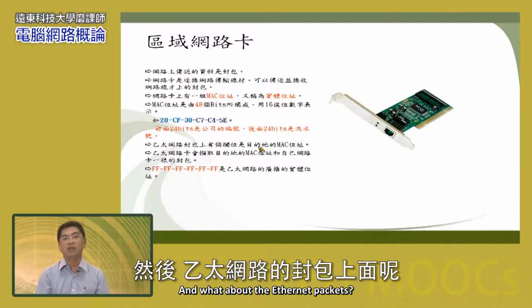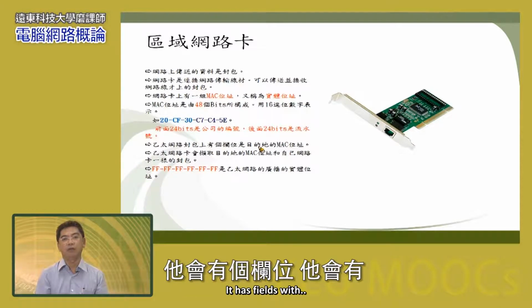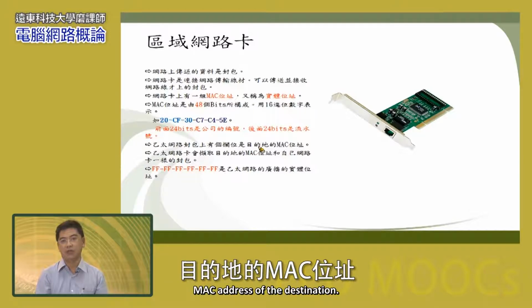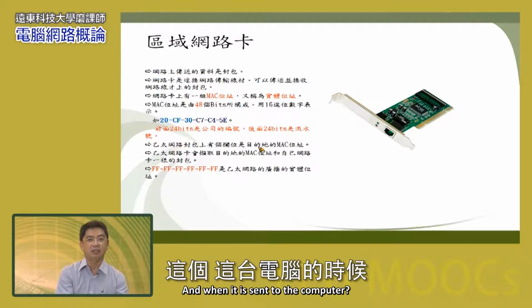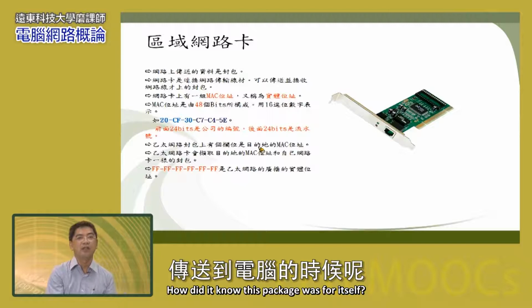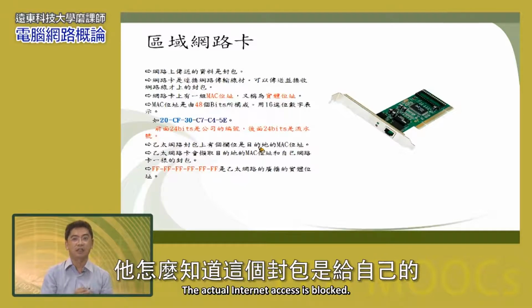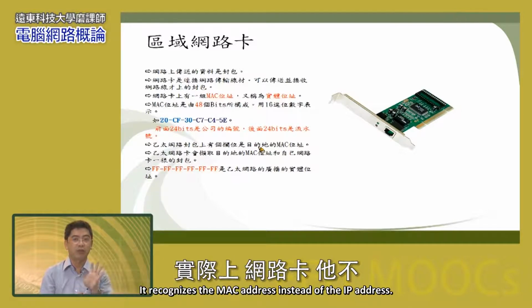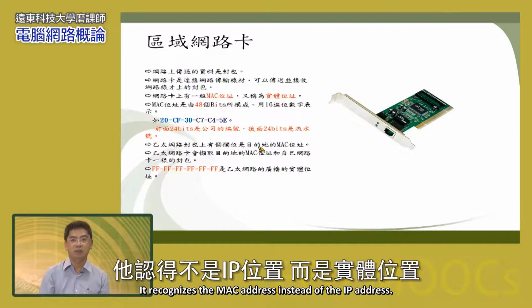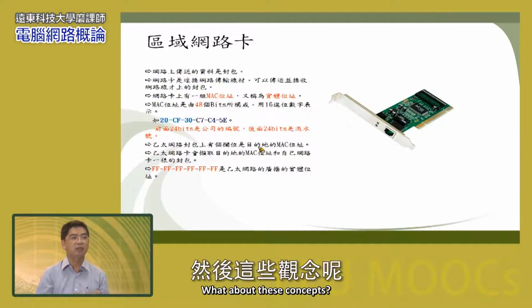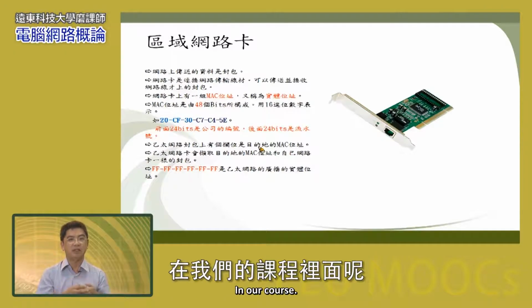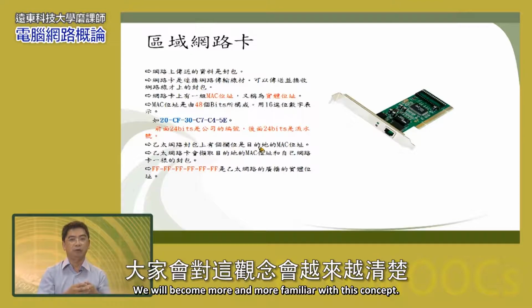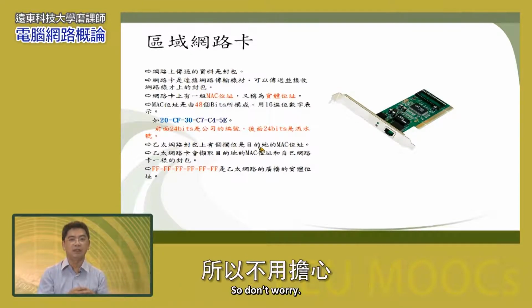And what about the Ethernet packets? It has fields with the MAC address of the destination. When the packet is sent to this computer, how does it know this packet was for itself? It recognizes the MAC address instead of the IP address. What about these concepts? It may be a little confusing at present, but slowly in our course, we will become more and more familiar with this concept. So don't worry.